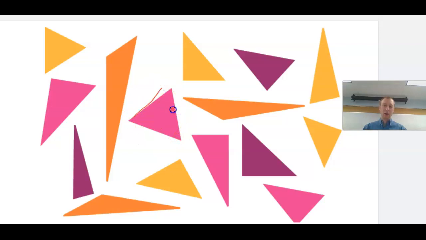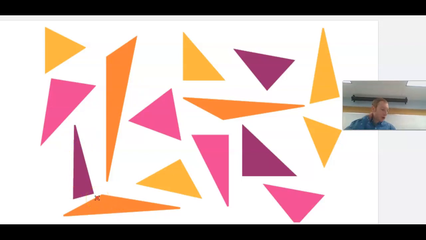It looks like all the sides are exactly the same length, whereas with this one, this side is much longer than this side. And we can have other triangles where maybe all the angles are exactly the same, or others where this angle is much smaller than this angle. So lots of different triangles out there.